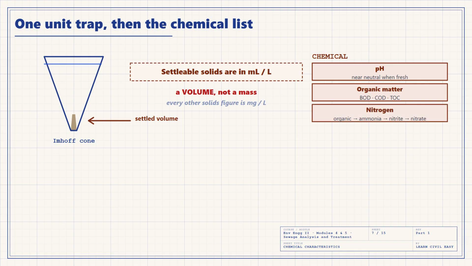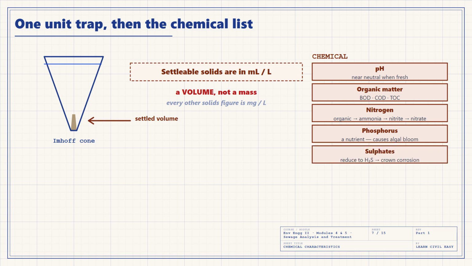Nitrogen appears in a chain and the stage it has reached tells you how fresh the sewage is. Organic nitrogen, then ammonia, then nitrite, then nitrate. Plenty of ammonia means fresh. Plenty of nitrate means already well oxidized.